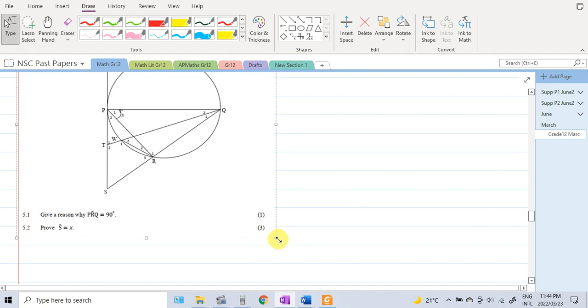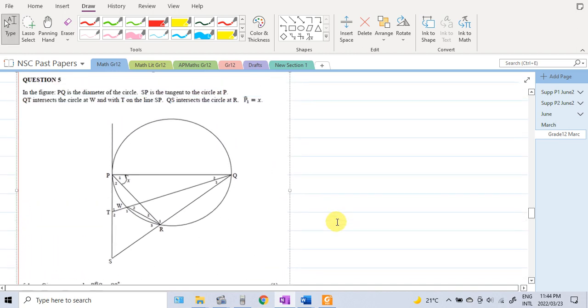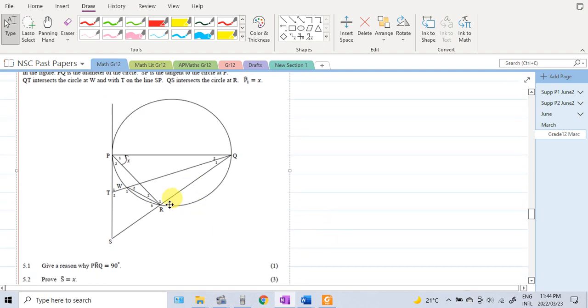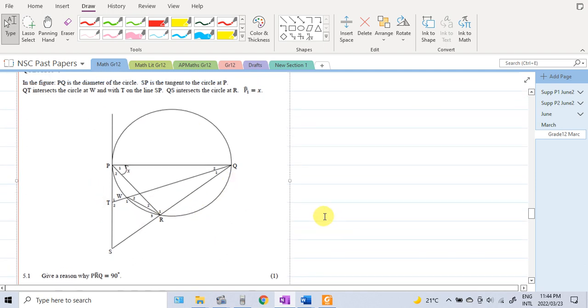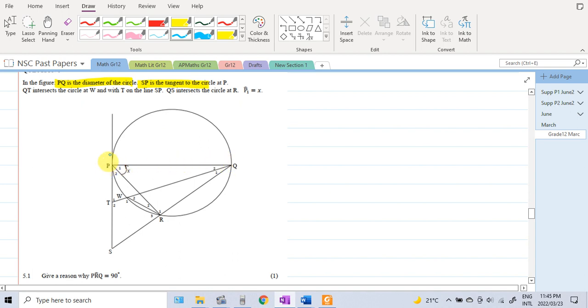Let's see how we're going to solve this. Very important, we have a circle geometry together with triangles, so it should be a similarity question. Anyways, let us read the story. PQ is the diameter of the circle. SP is a tangent. Now since we have a diameter and we have a tangent, remember this is tangent perpendicular to radius, so we have a 90 degree there.